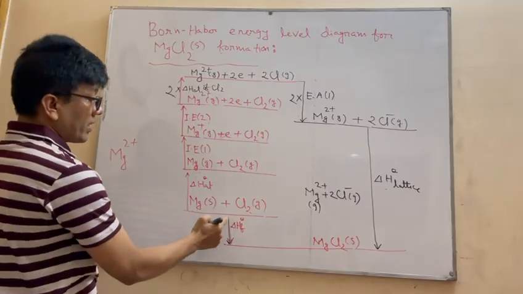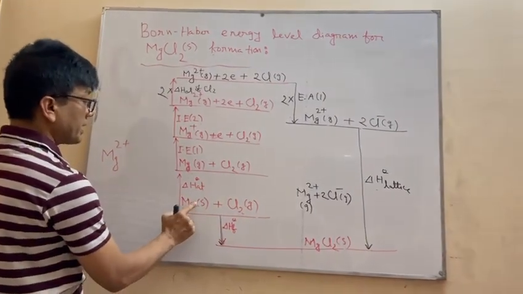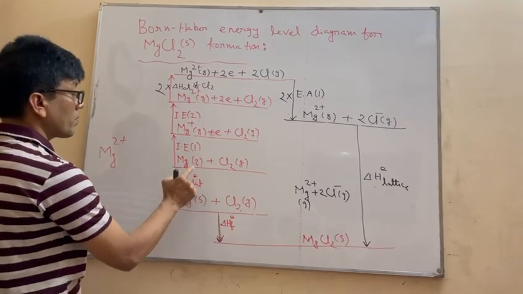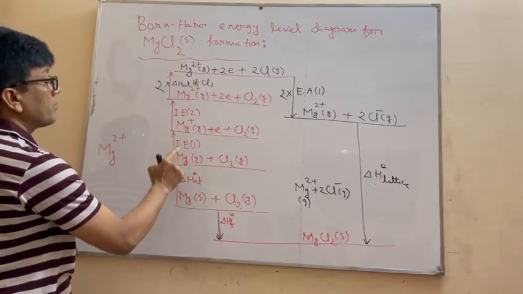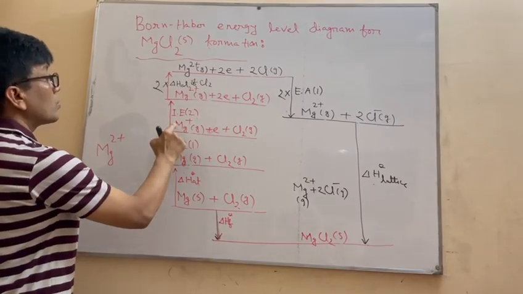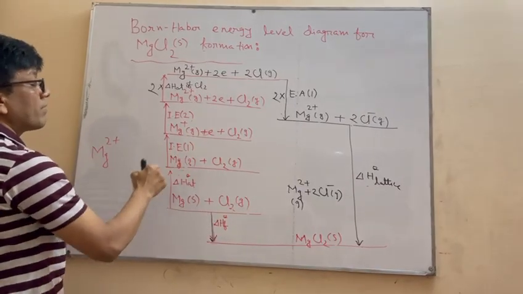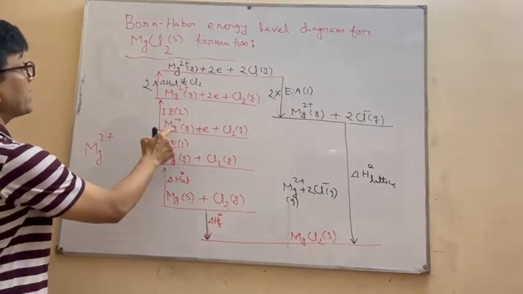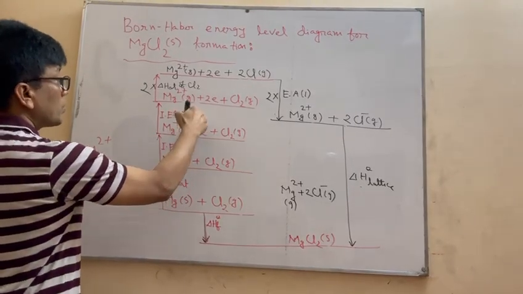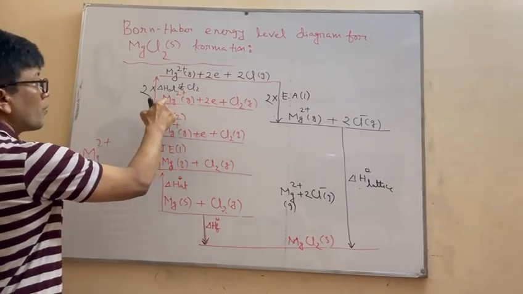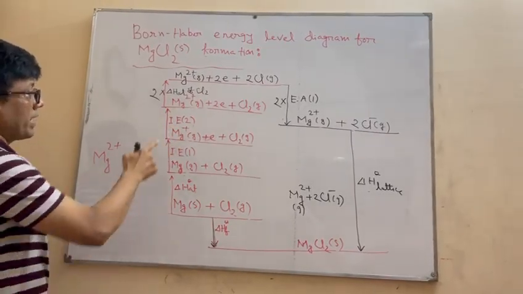So enthalpy of formation: 1 mole of substance from its elements. Magnesium in standard state solid to gaseous atom. This is the enthalpy change of atomization of magnesium. Then magnesium loses 1 electron to form a single positive magnesium gaseous ion. This is the first ionization energy of magnesium. After that the magnesium single positive gaseous ion loses 1 more electron to form magnesium 2 plus gaseous ion. This is the second ionization energy of magnesium.